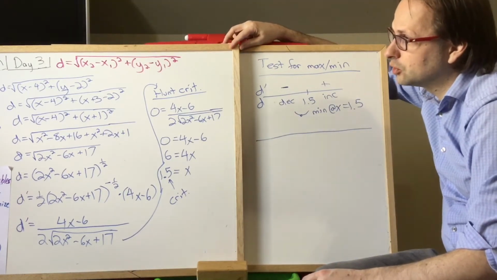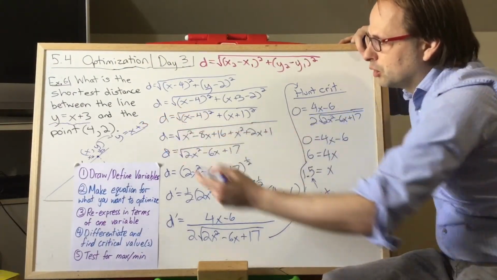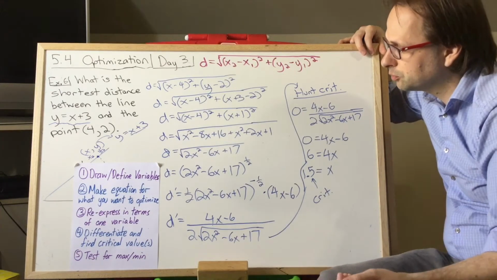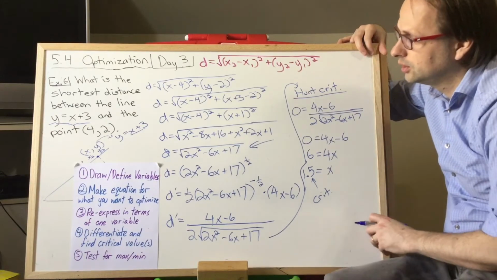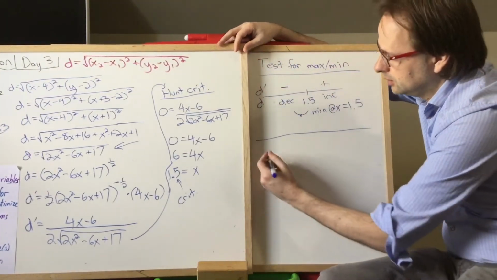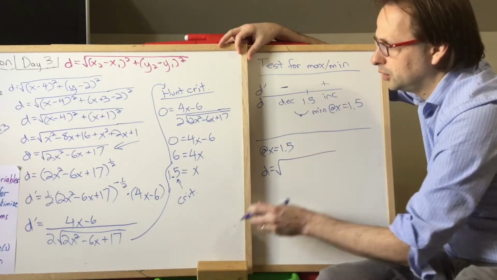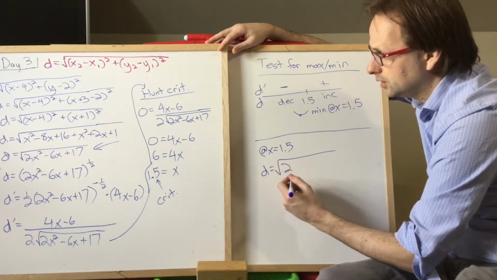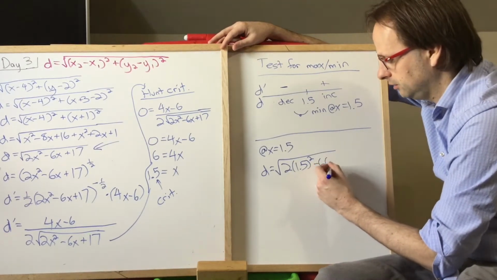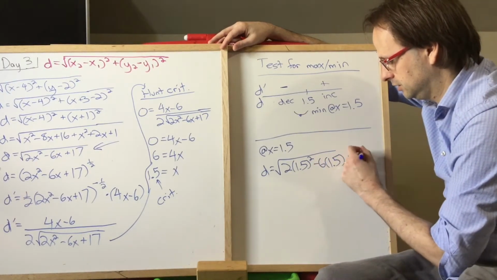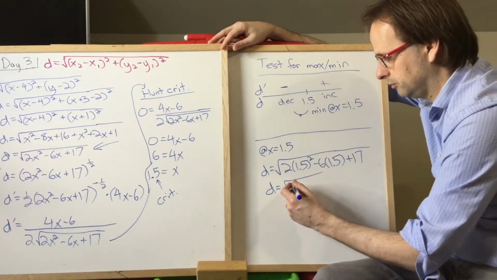Lastly, let's actually answer the question. What is the shortest distance between the line y equals x plus 3 and the point 4,2? There's actually a nice expression around here that gives us that distance just in terms of x. So I'm going to plug into that. At x equals 1.5, if we put it in, we get d equals the square root of 2 times 1.5 squared minus 6 times 1.5 plus 17, or the square root of 12.5.